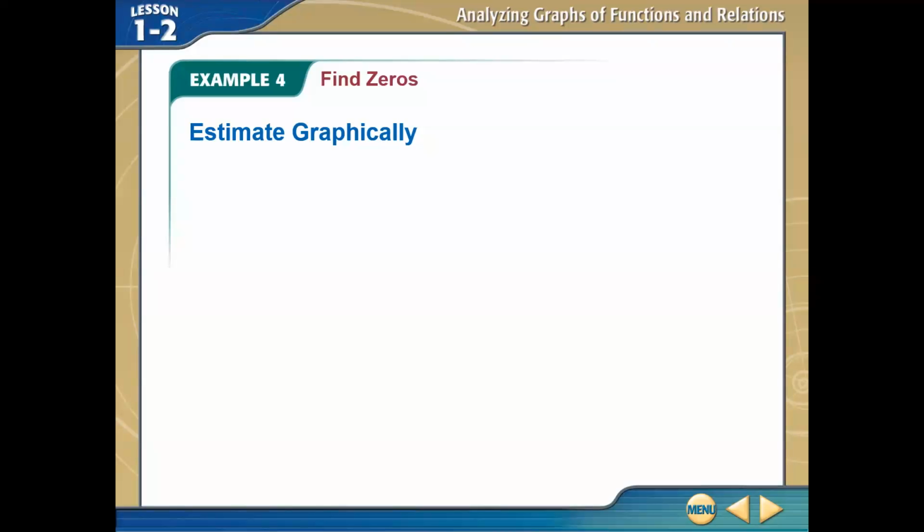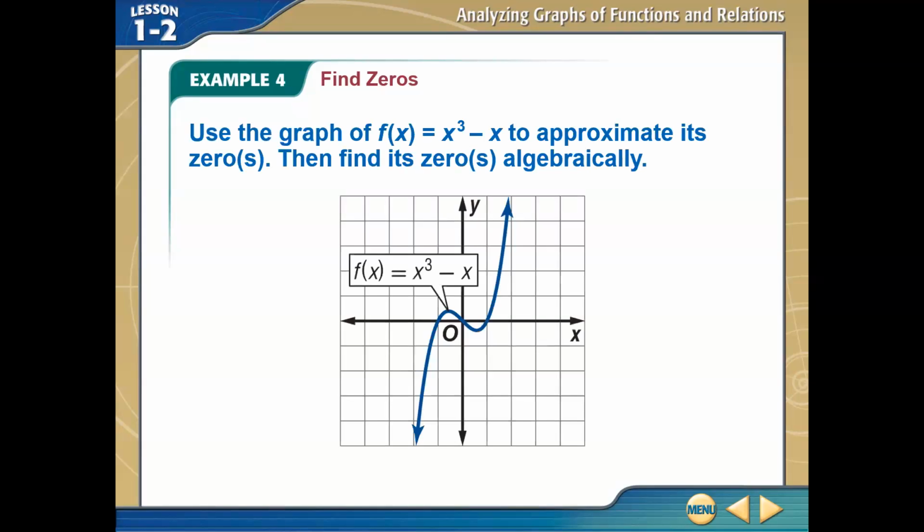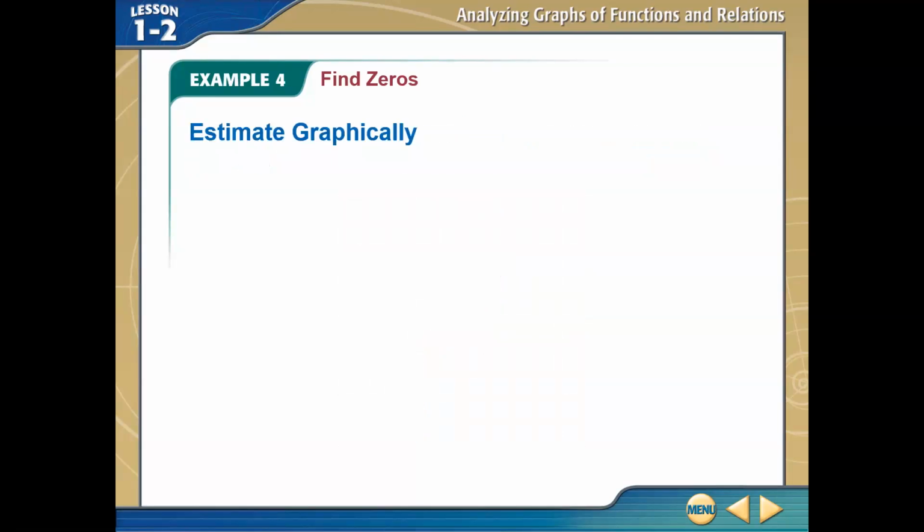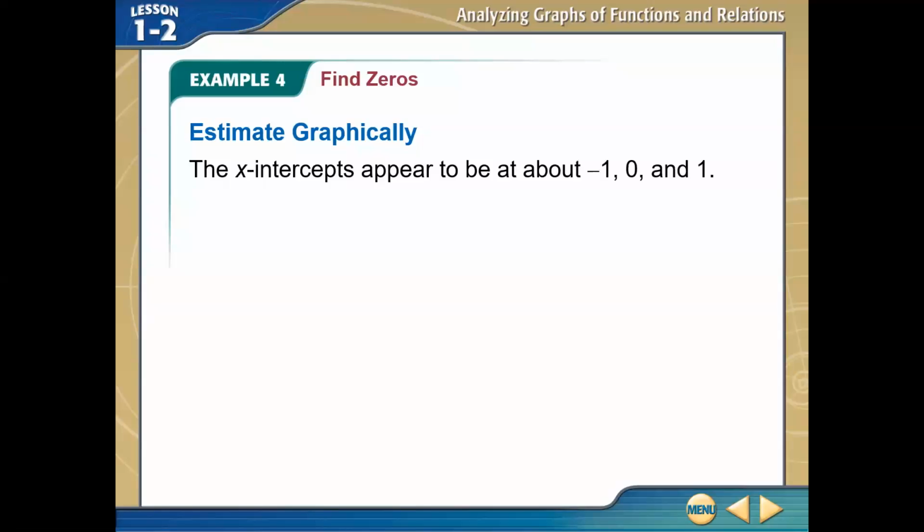So first we estimated it graphically. There's a lot of work in there, so I'll show you the graph once again. We determined that it looks like there's a 0 at negative 1, a 0 at 0, and a 0 at 1. So those are the points that we're going to work from as our estimates. They appear to be about negative 1, 0, and 1.